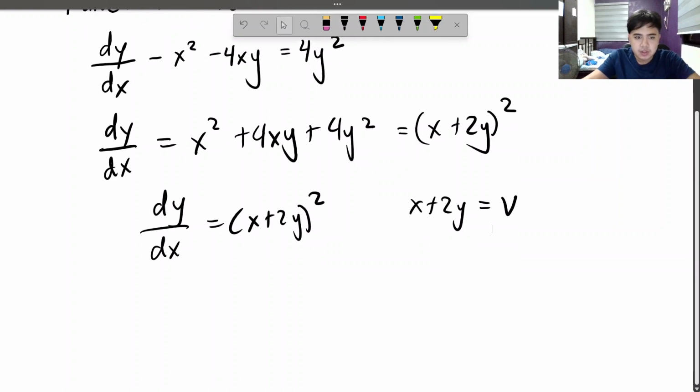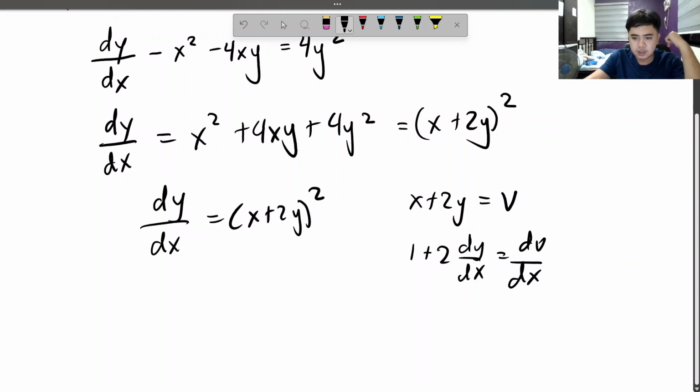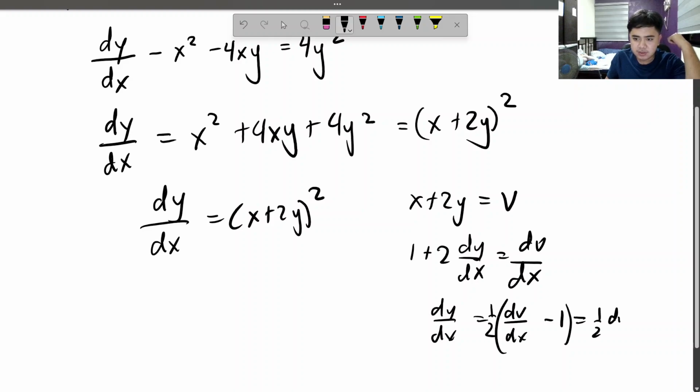So since this is dy over dx, we need to differentiate both sides with respect to x. So the derivative of x is just 1. Derivative of 2y is 2 dy over dx. And derivative of v is dv over dx. All right, let's isolate dy over dx. We get dy over dx here. We subtract 1 on both sides, so that happens. And then we have to divide both sides by 2, or 1/2 dv over dx minus 1/2.